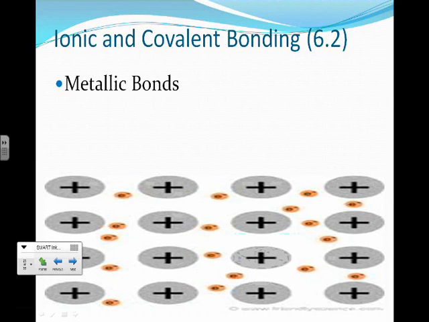All right, we've talked about ionic and covalent bonds. Now we're going to talk about metallic and polyatomic bonds. So let's go ahead and get started.